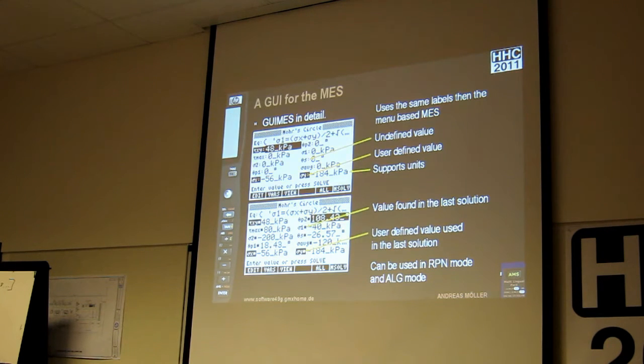Let's have a closer look at the GUI MES. Of course, everything that I've said about GUI Solve applies for GUI MES, so you can gain more space, change the font, etc. Otherwise, the meaning of the menu-based labels has been taken to the GUI to provide consistency, so the same labels are used for an undefined value, a user-defined value, a value found in the last solution, a user-defined value used in the last solution. And as it is a graphical user interface for the MES, it can be used in RPN mode and algebraic mode.